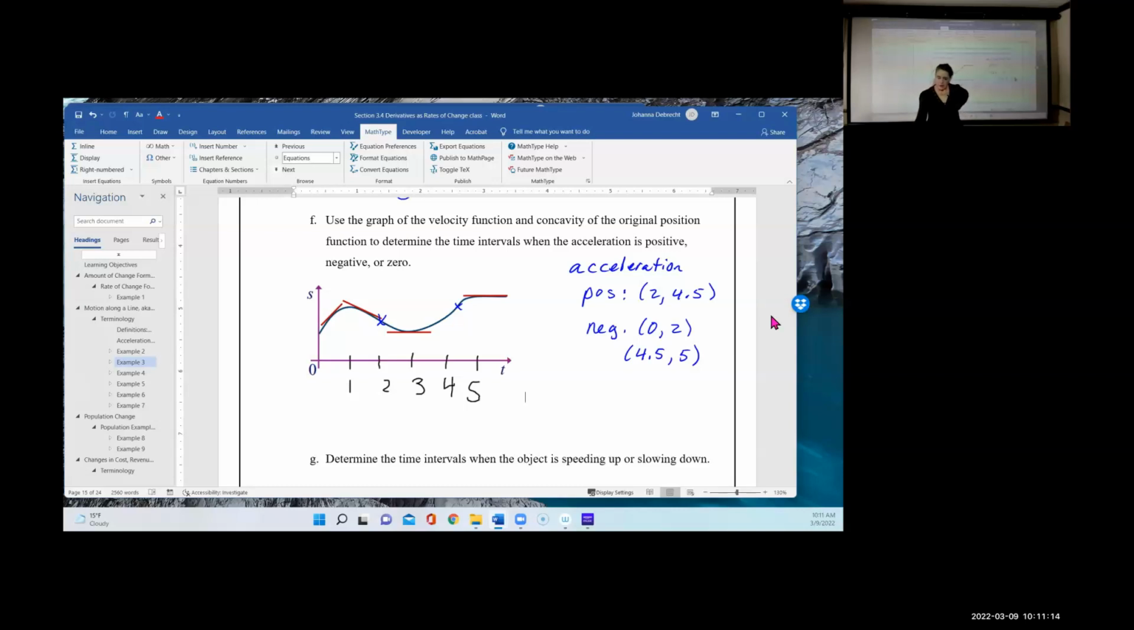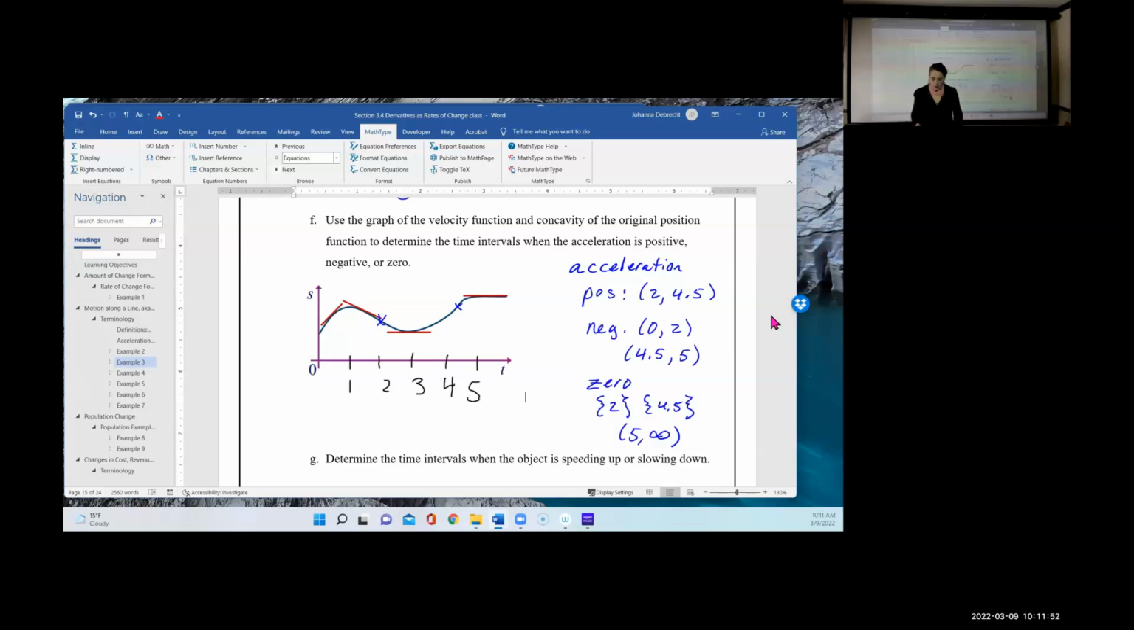All right. Okay. And then where is it 0? It's going to be 0 wherever the other is 0. So it's 0 at 2, change in the inflection point, and it's 0 at 4.5, and then it's 0 on the horizontal section from 5 to infinity. There's no rate of change in the velocity. The velocity is 0, and so the acceleration is 0 as well. Right?